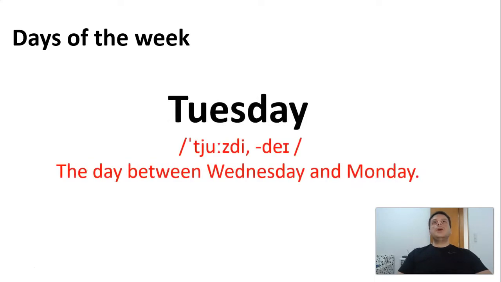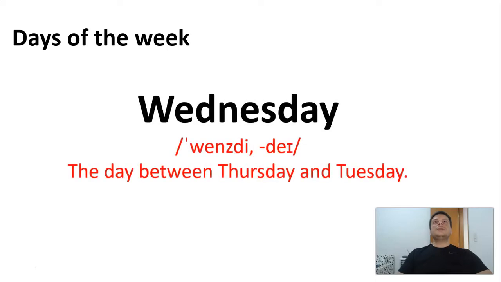What you have here is Tuesday. Tuesday. That's the way we pronounce Tuesday. Tuesday is the day between Wednesday and Monday. The day between Wednesday and Monday. Okay?